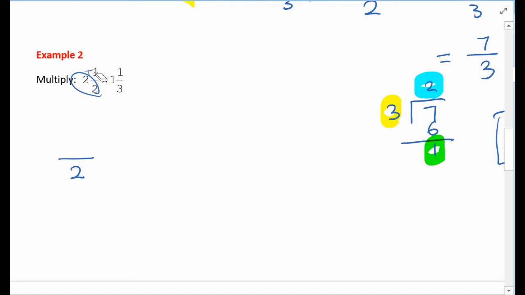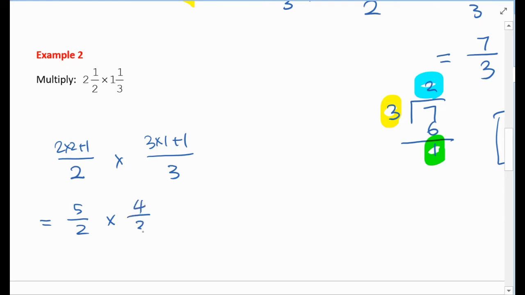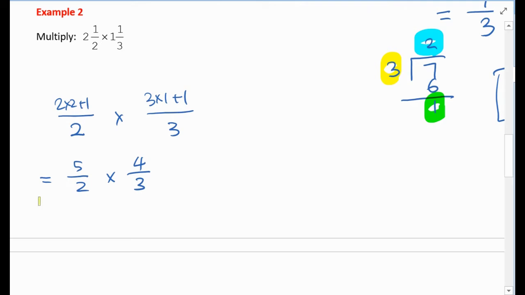2 times 2 plus 1. 3 times 1 plus 1. And 2 times 2 plus 1 is 4 plus 1, which is 5. 3 times 1 plus 1 is 4. And again, we're going to reduce diagonally. Look at 2 and 4. 2 divided by 2 is 1. 4 divided by 2 is 2. And if you look at 5 and 3, they don't have a common factor. So we cannot reduce 5 and 3.